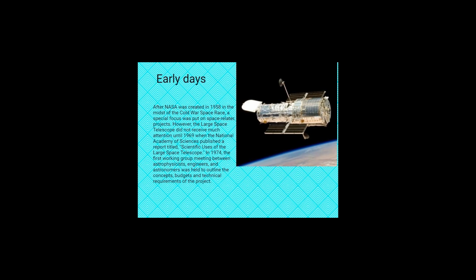After NASA was created in 1958, in the midst of the Cold War space race between the US and Russia, a special focus was put on space-related projects. However, the Large Space Telescope did not receive much attention until 1969, when the National Academy of Sciences published a report titled The Scientific Uses of the Large Space Telescope. In 1974, the first working group meeting between astrophysicists, engineers, and astronomers was held to outline the concepts, budgets, and technical requirements of the project.